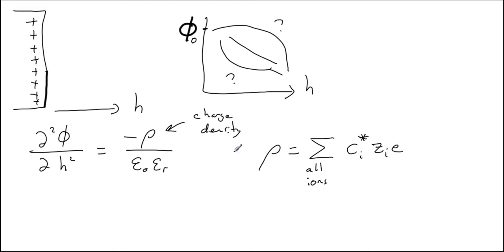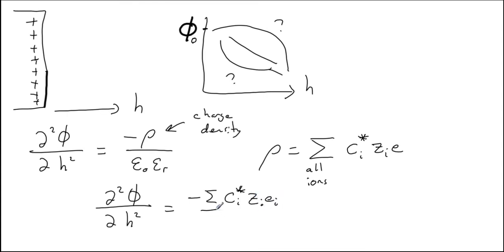So we can just put that into our expression for Gauss's law. The second derivative of the potential with distance from the surface is just going to be the negative of this sum, the numerical concentration, the charge on each ion, divided by the permittivity of free space and the dielectric constant.